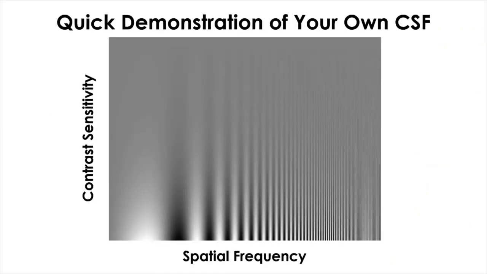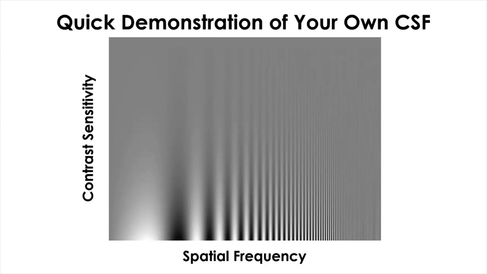So this picture was developed by Prof. Izumio Zawa at the University of Berkeley in America, to quickly demonstrate your own contrast sensitive function. In this image, the contrast of a sine wave is modulated along the vertical axis, whereas the spatial frequency increases logarithmically from left to right.